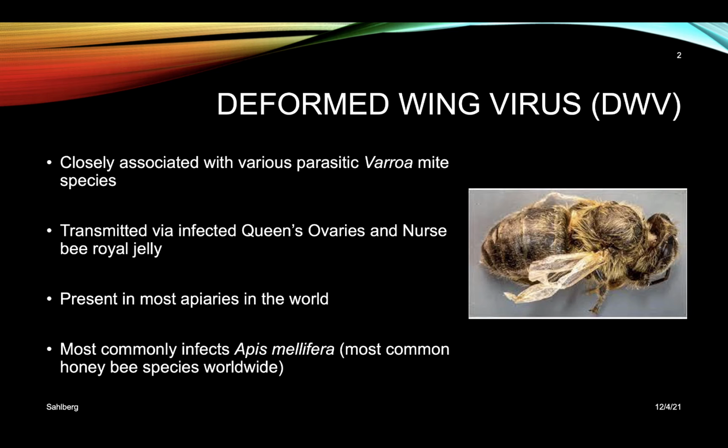DWV is most commonly known to infect the honeybee species Apis mellifera, which is the most common honeybee species worldwide. This makes the species Apis mellifera the ideal model organism, both because of its integral role in honey production worldwide, as well as being the species most commonly affected by the virus.